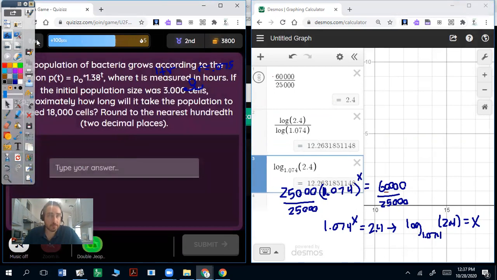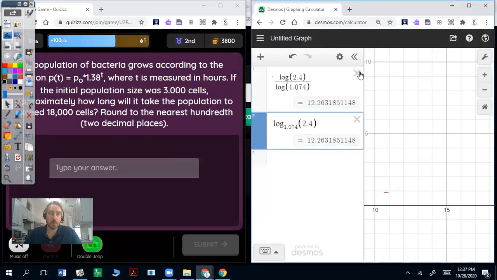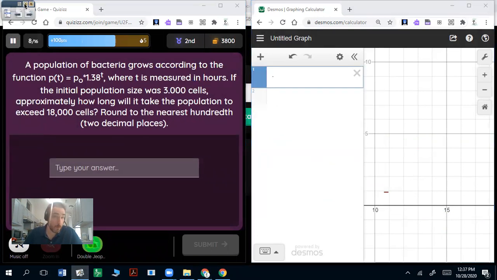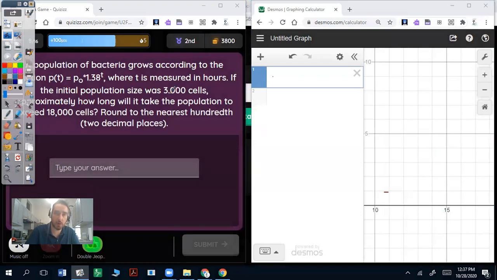All right, next question. The population of bacteria grows according to the function P of t equals P of 0 times 1.38 to the t power, where t is measured in hours. If the initial population size was 3,000 cells, we're going to change that to 3,000 because that is a typo. 3,000. Approximately how long will it take the population to exceed 18,000? So we're going to start with 3,000. That's your P0 box. 1.38 to the t power equals 18,000.